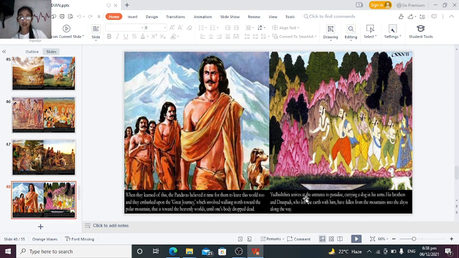So Yudhishthira arrives at the entrance to paradise carrying a dog in his arm. His brothers and Draupadi, who left the earth with him, have fallen from the mountains into the abyss along the way. So parang ready na silang maglakbay, or ready sa kanilang paglalakbay. Isa sa kanila ay mamamatay along the way.